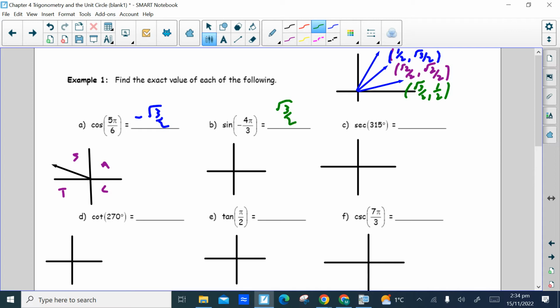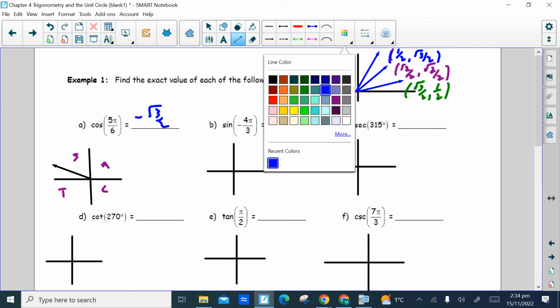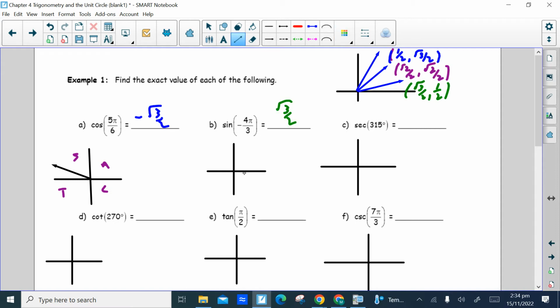However, we need to make sure whether it's positive or negative. So where is negative 4 pi on 3 on the circle? Well, the negative means you're going clockwise 4 pi on 3. So 3 pi on 3 would be halfway around the circle. We need to go one more pi on 3 past that, which will be in quadrant 2, but in this case, we went in a negative direction, which is a clockwise direction.